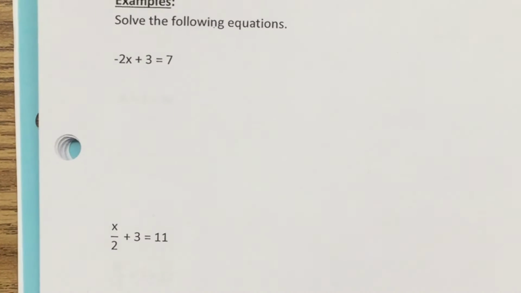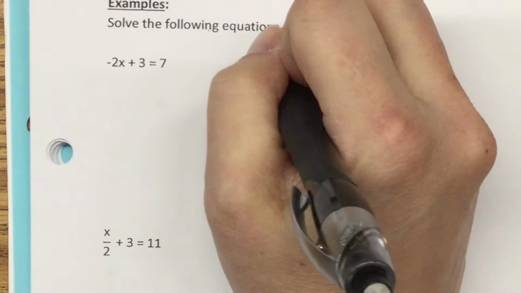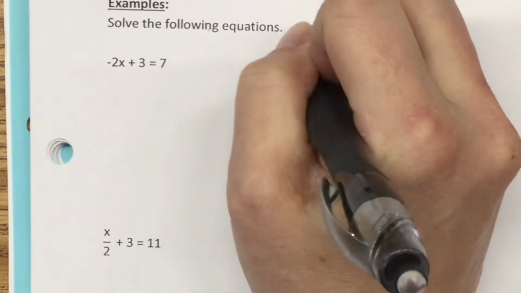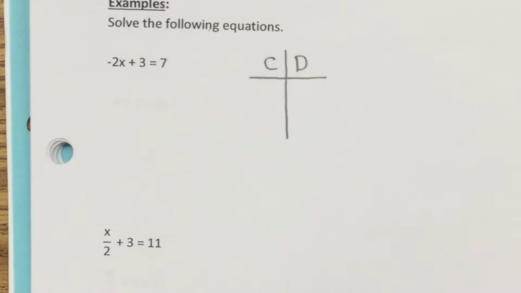I'll zoom in here. Okay. -2x plus 3 equals 7. So the first thing I'm going to do is make myself a little table, because as I'm adding more steps, the table becomes a lot more helpful.